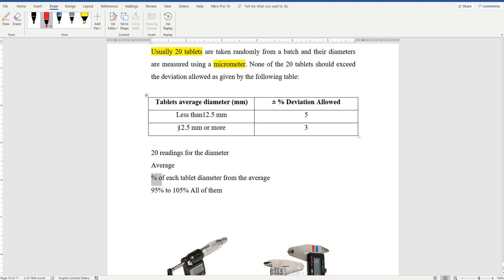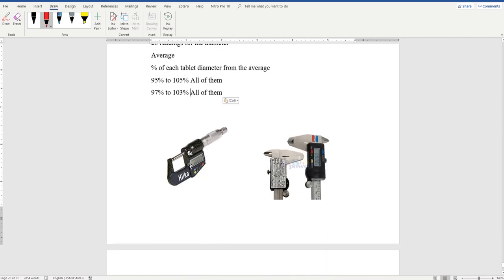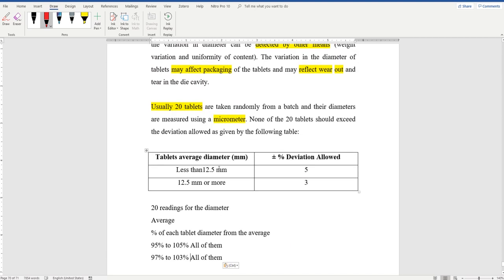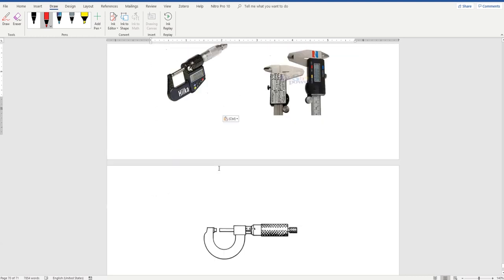If the average diameter calculated was 12.5, then the chosen deviation will be 3. That is, all percentages should be from 97% to 103%. All of them. All of them means there is no retesting, there are no additional tests. All of them should be in this range. Of course, we have manual equipment operated manually, and we have the automatic resistance to crushing machine.